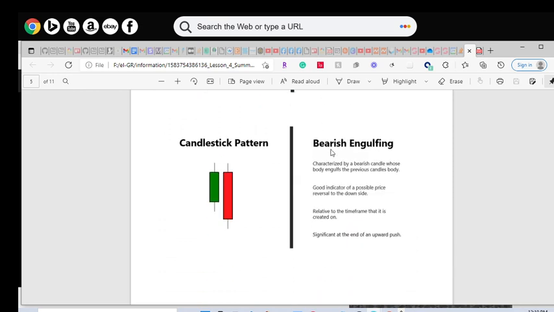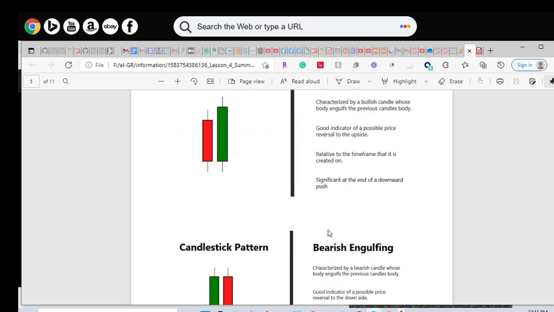Then you have the bearish engulfing pattern, where the body engulfs the previous candle's body. So that's the bearish. It's a good indicator of possible price reversal to the downside relative to the time frame, significant at the end of an upward push.